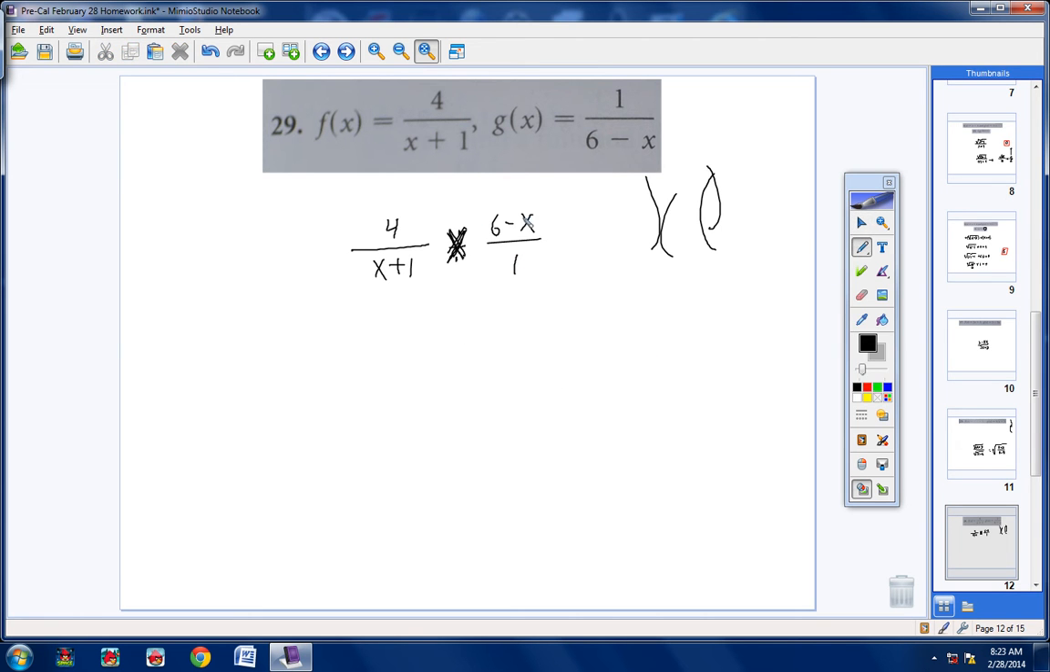Now, 4 times 6 minus x, well, it's 4 times 6, that's 4 times negative x. So you would have 24 minus 4x. And then, of course, anything times 1 is just itself, so x plus 1 times 1 is x plus 1. We did it. There's nothing else you can do. I mean, you can't reduce or simplify because you have more than one term in the numerator and the denominator both. So there's not a lot you can do.